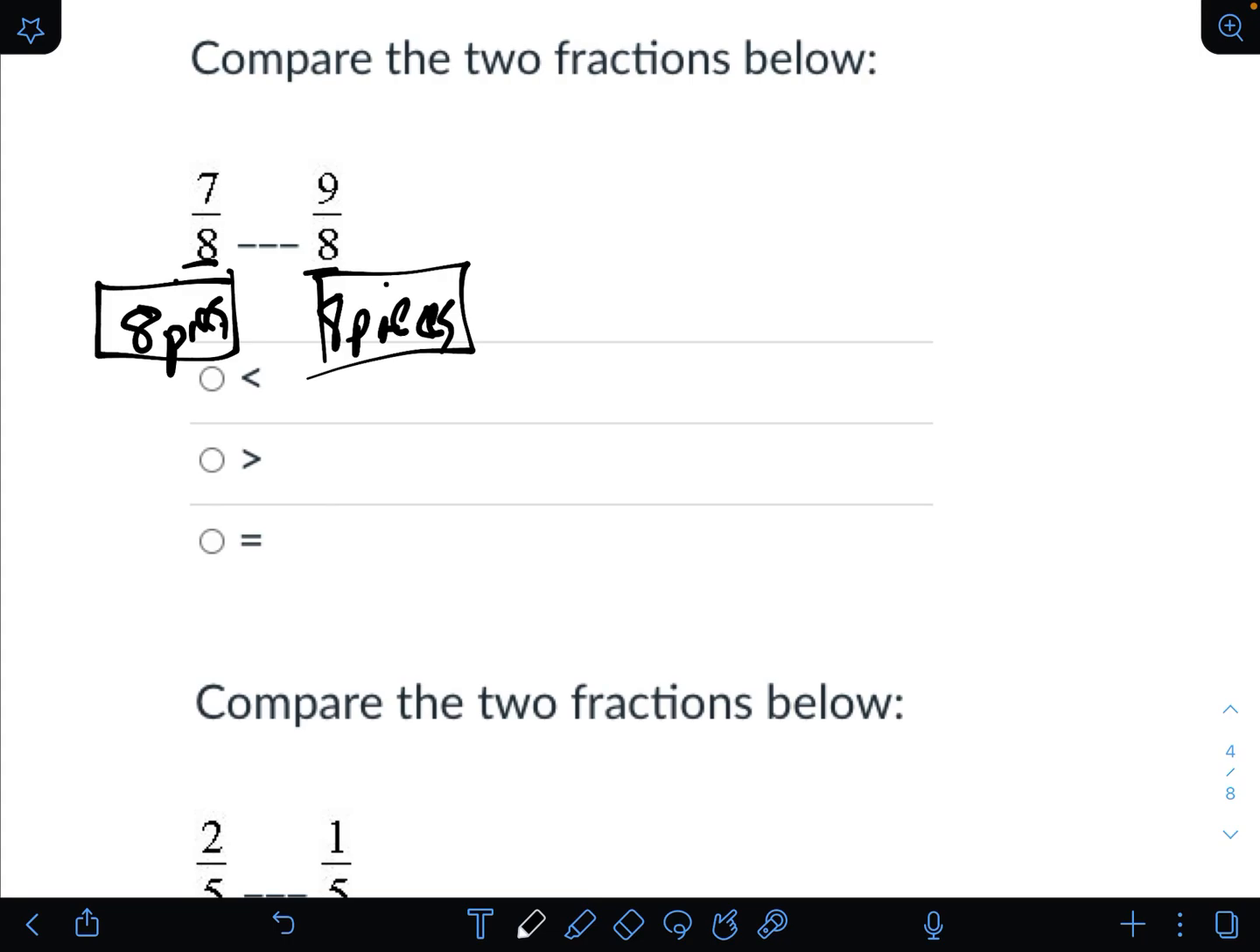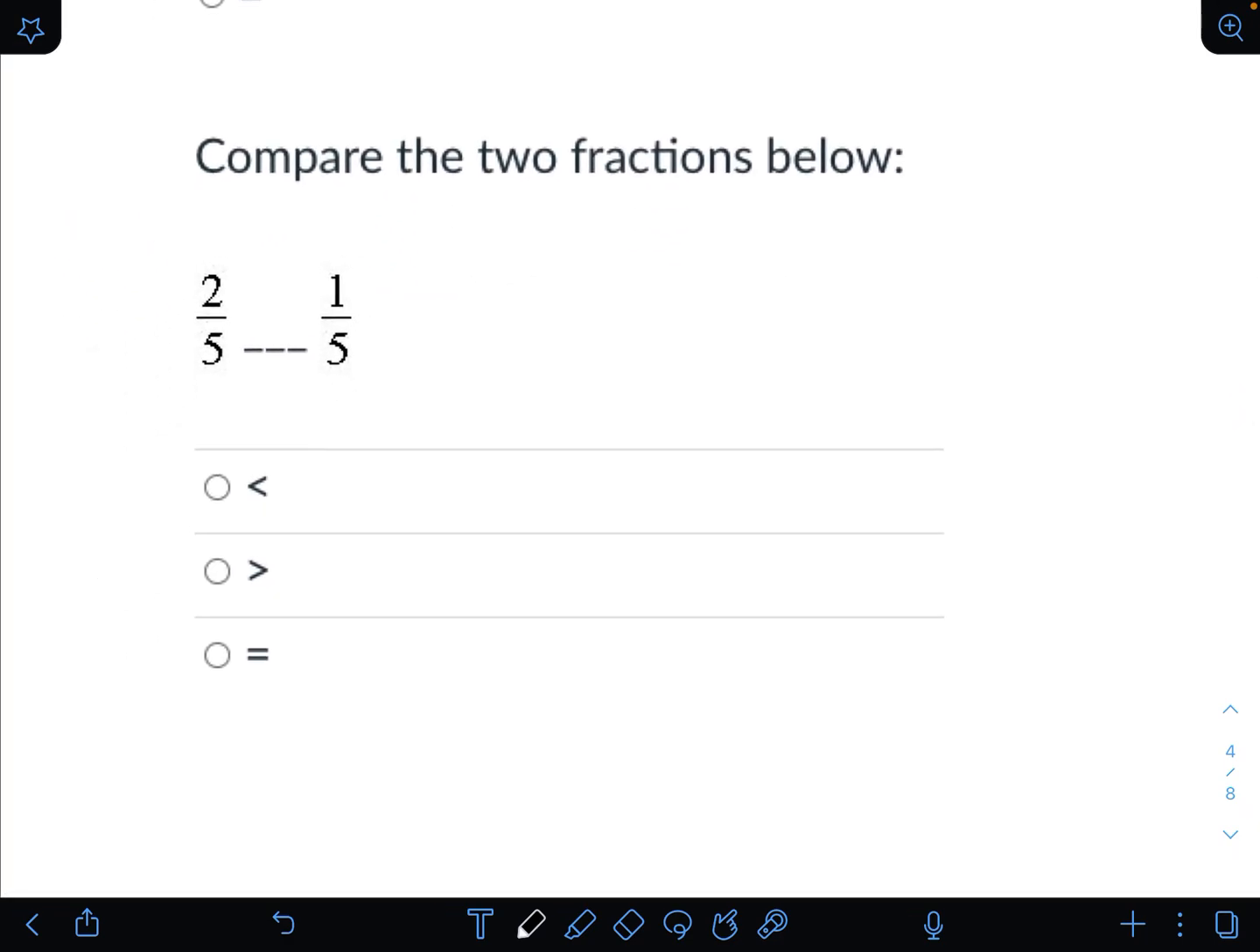Now, out of these 8 piece candy bars, I give you a choice. You can either have 7 of those 8 pieces, or you could have 9 of those 8 pieces. If you really liked candy bars, which one would you pick? Well, you'd pick this one because then you'd have a whole candy bar plus a little bit left over. So, because of that, 9/8 is much, much bigger than 7/8. So that's the one you'd pick.